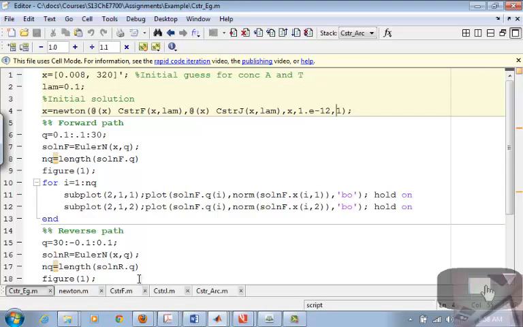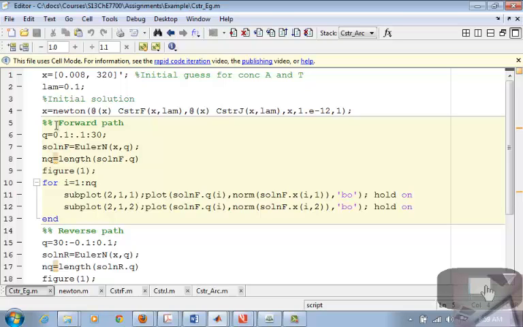So that is the second part of the cell. From line 5 to line 13, I have implemented and plotted the solution. The first thing that I do is define Q going from 0.1 in steps of 0.1 all the way to 30. I want to construct a whole series of solutions for different values of flow rate from 0.1 in steps of 0.1 to 30.